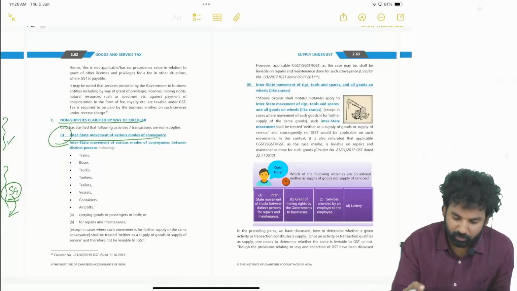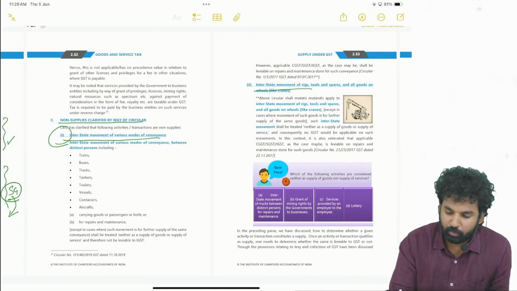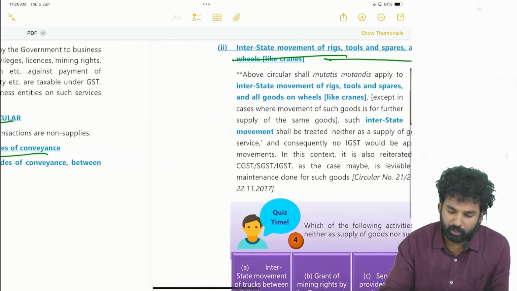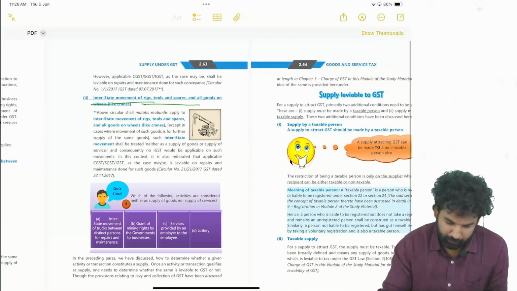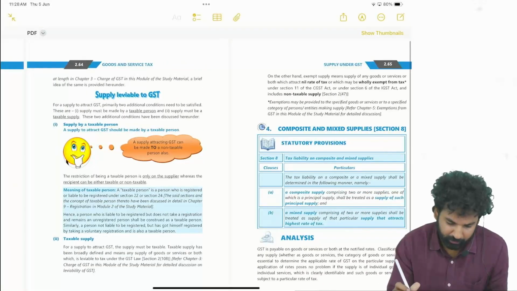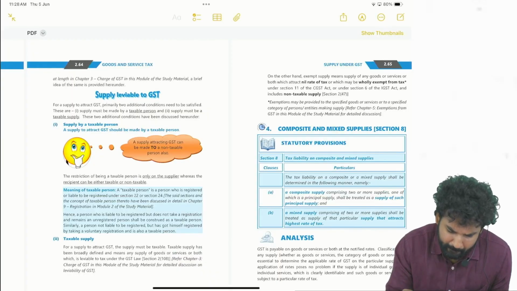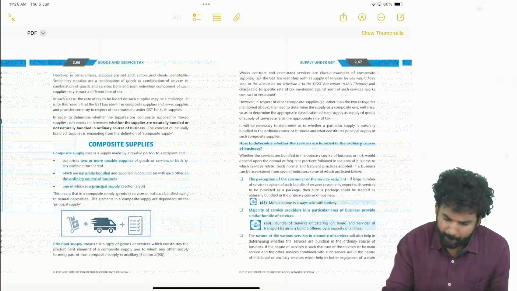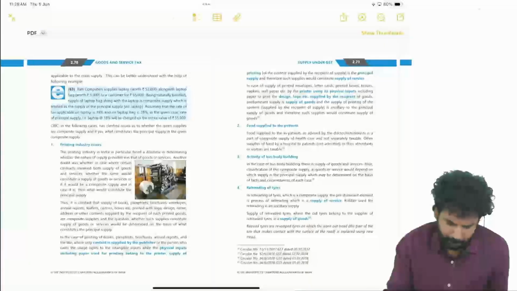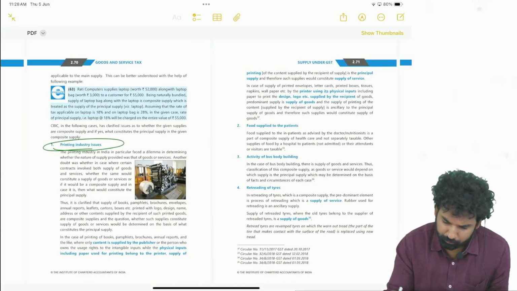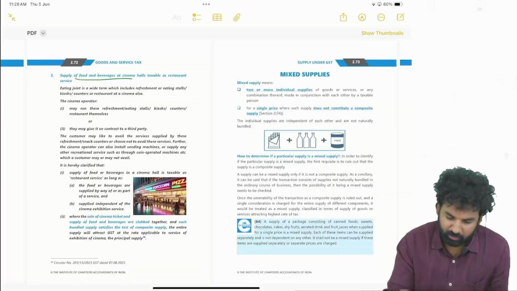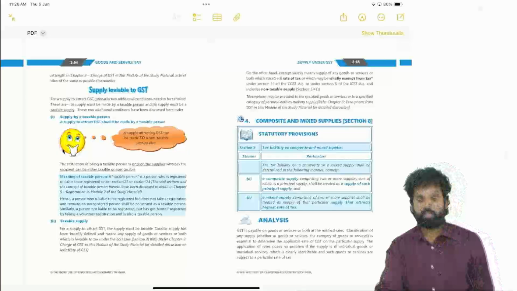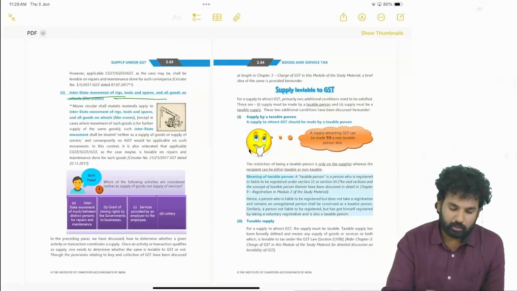First one, interstate movement of various modes of conveyance. Next, interstate movement of rigs, tools, spares. Other clarifications shall also be there: rethreading of tyres, the printing industry issue, food supplied to patients, bus bodybuilding, and supply of food and beverages in malls. So we have many clarifications to discuss. Now we are moving to the clarifications part, which has been released by the government.